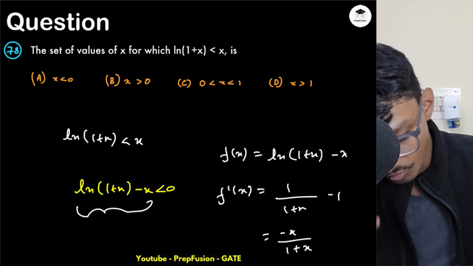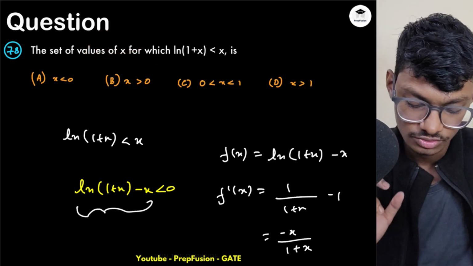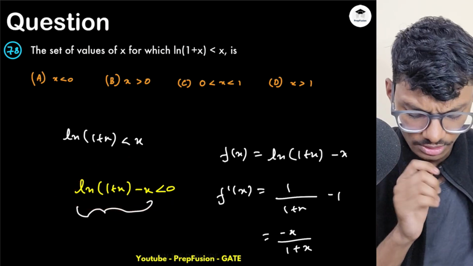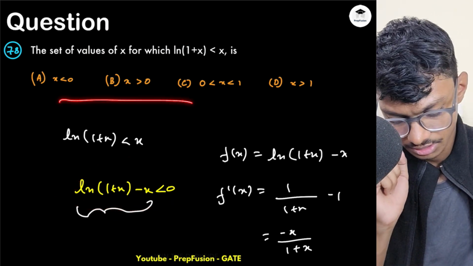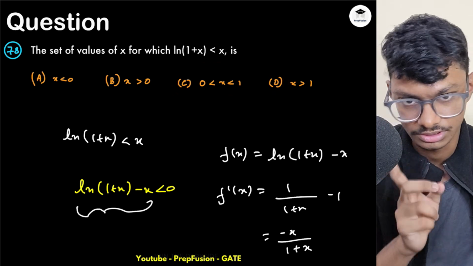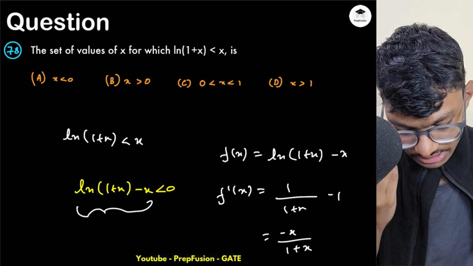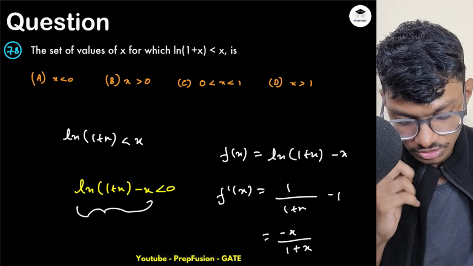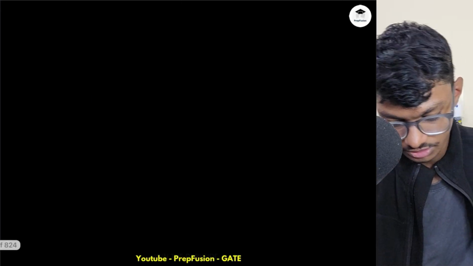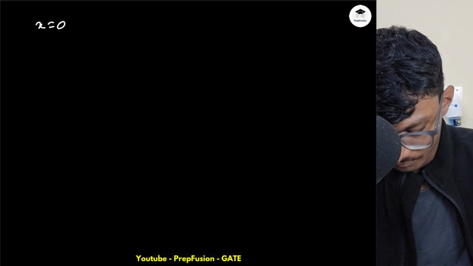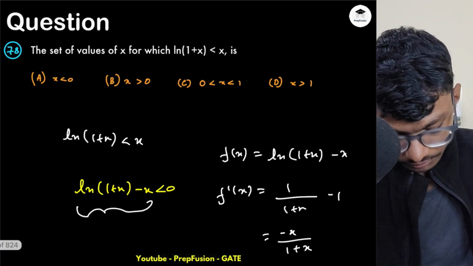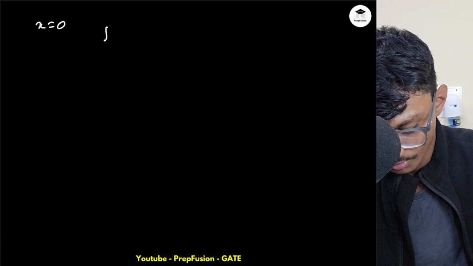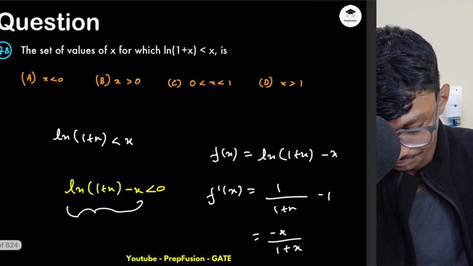Okay, so what do you have to find out? You have to find the set of values of x for which ln(1 + x) is less than x, that is, this is negative. Now I am seeing the range 0 and 1. So what is x equals 0? If I put x equal to 0, then this is 0. Okay, f'(0) is 0.